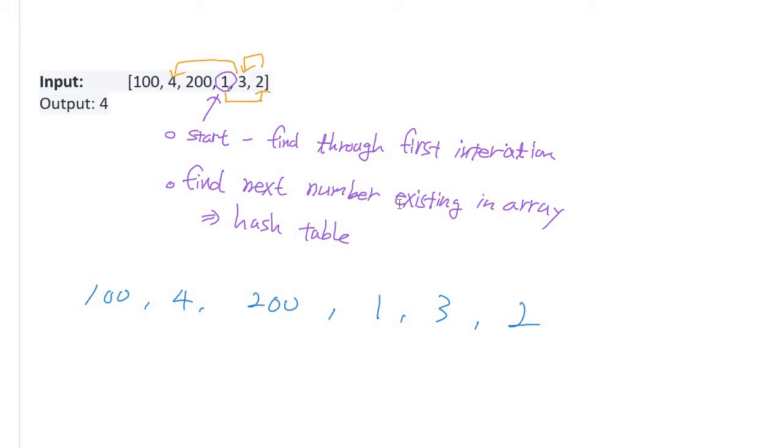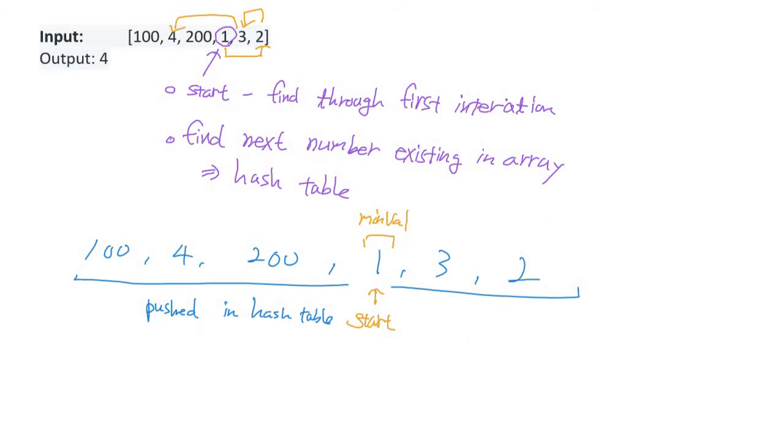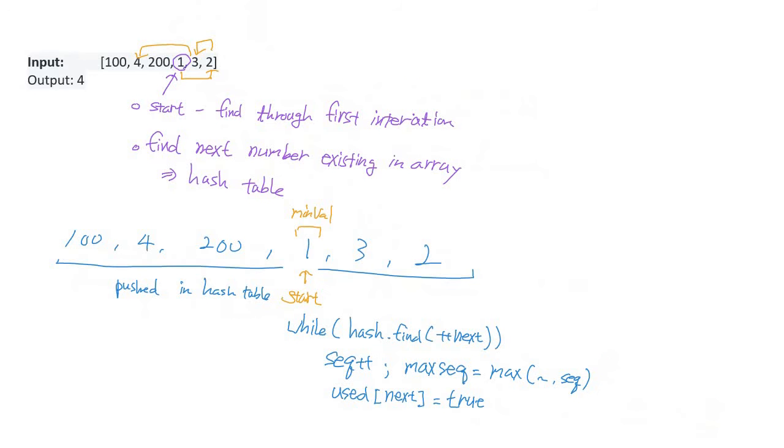Okay, let's do this step by step. Starting point is number 1, which is the min value among array numbers. And all these numbers are already pushed in the hash table during the first iteration. And we can try the next number starting from 1 using the hash table. If the next number is found in the hash table, we can increase the sequence and update the max sequence and update the used flag as true value.